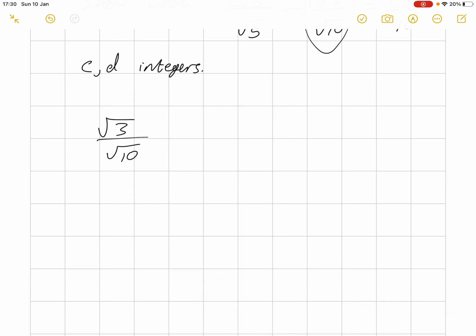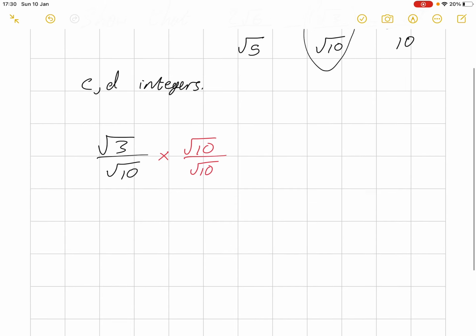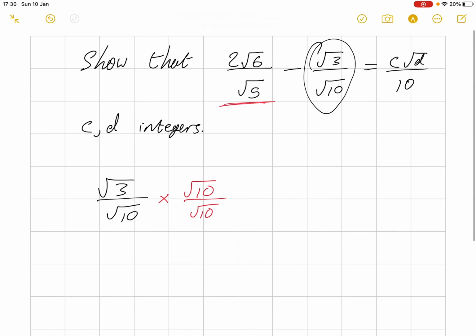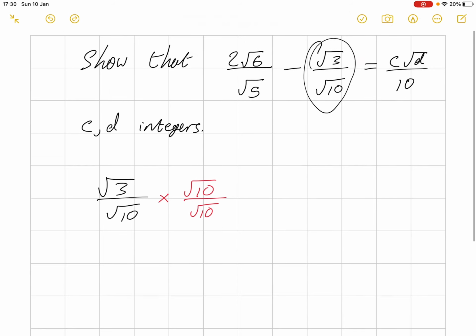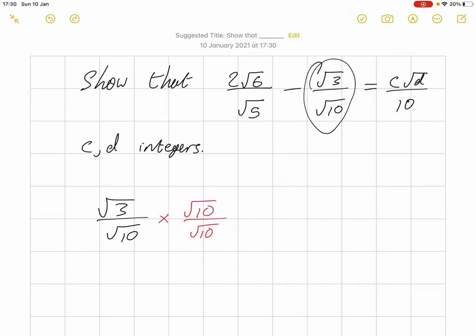And how do we do that? What does rationalizing even mean? It means we get rid of this square root in the denominator. And we do this by multiplying by the square root of 10 over the square root of 10. Why are we doing this? Well, because this is just equal to 1. So we don't have to worry about multiplying the other side. We can just multiply this side.